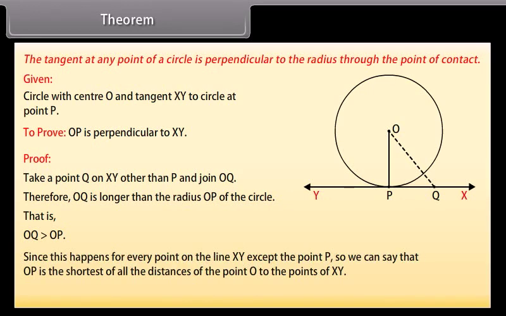Since this happens for every point on the line xy except the point P, we can say that OP is the shortest of all the distances of the point O to the points on xy. Hence, OP is perpendicular to xy.